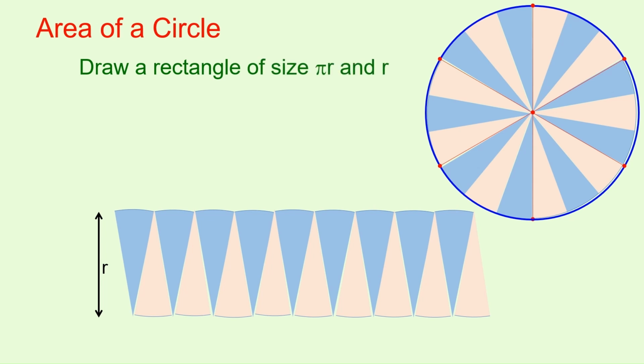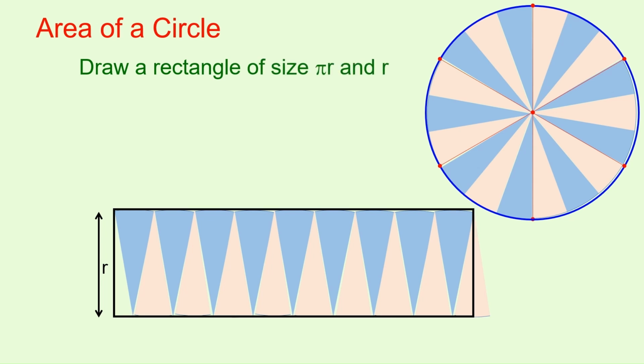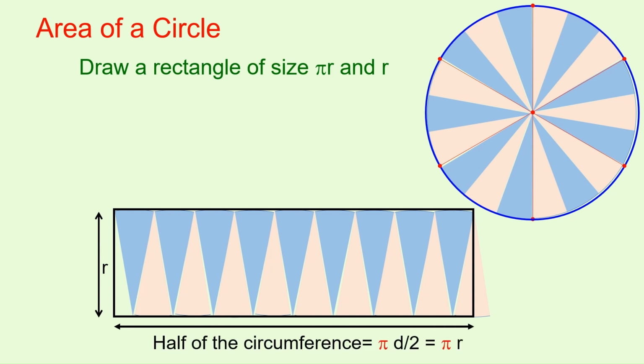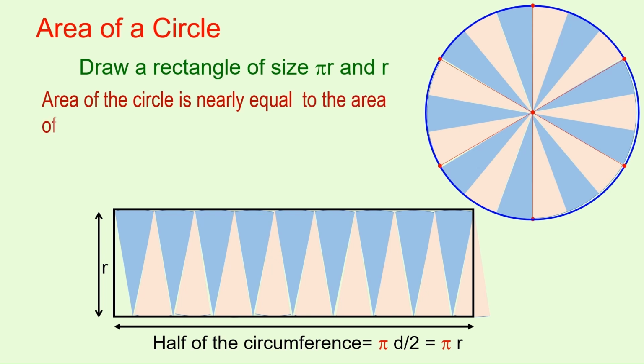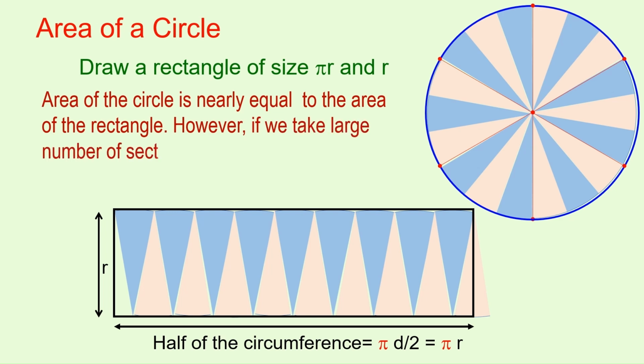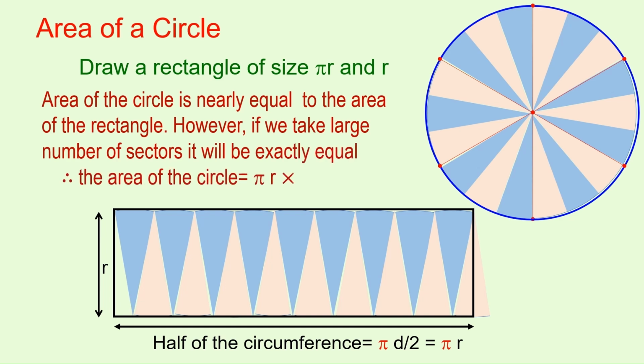Draw a rectangle of size pi times r and r. The area of the circle is nearly equal to the area of the rectangle. However, if we take a large number of sectors, it will be exactly equal. Therefore the area of the circle equals pi times r times r, which is pi times r squared.